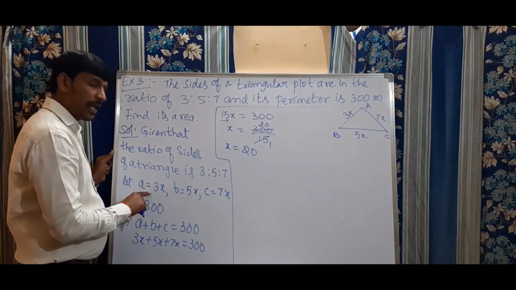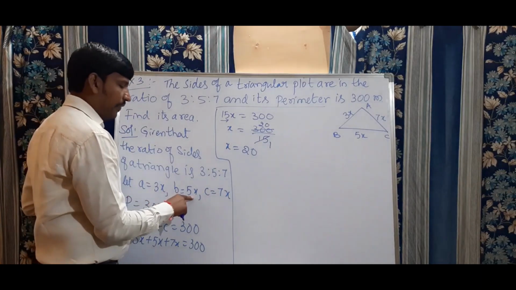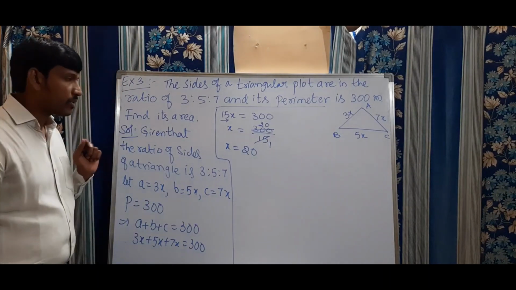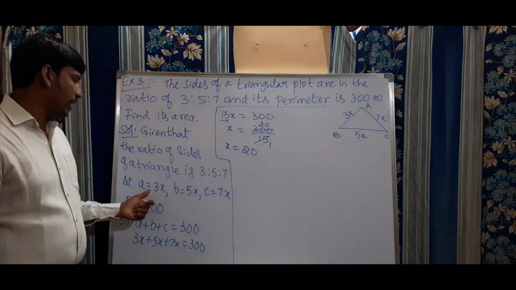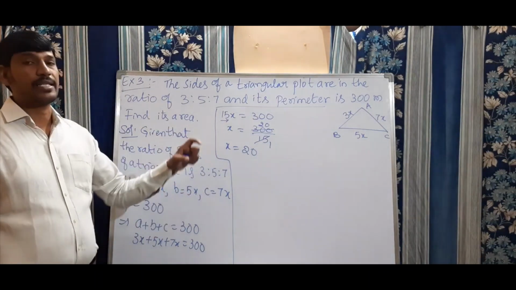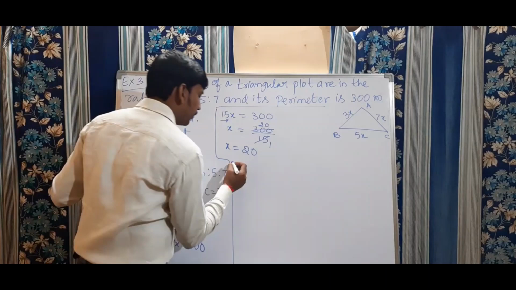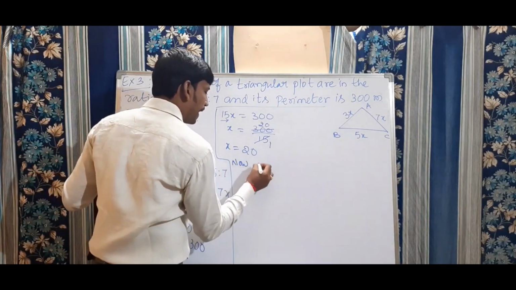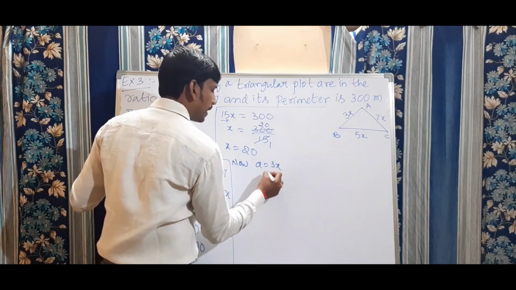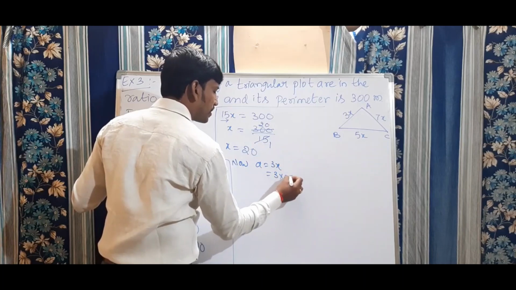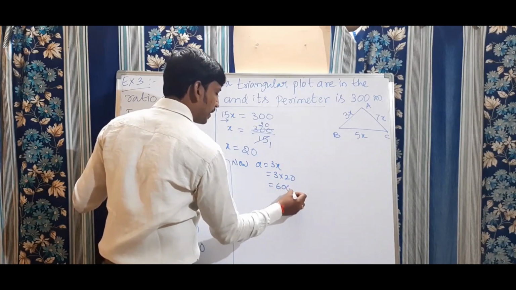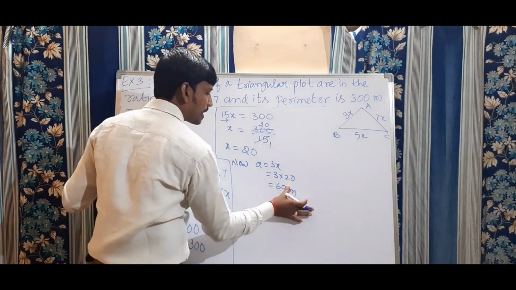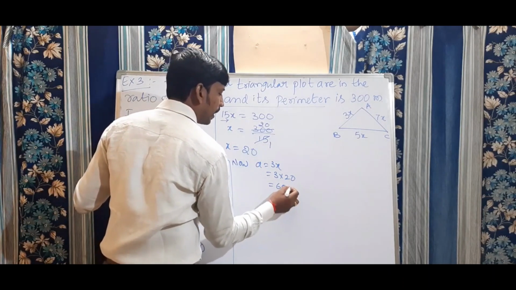Actually we took a equal to 3x, b equal to 5x, c equal to 7x. So that x value you have to substitute in a, b, c, you will get the sides of the triangle. Okay? Now a is equal to 3x, that is 3 into 20 is equal to 60 centimeters. Sorry, meters, because perimeter they given meters only.